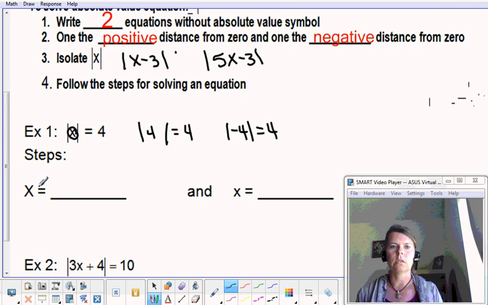So my 2 equations here are this x right here equals 4, because that's what I can put in place of the x, and it equals negative 4, because see right here, it's what I can put in place of the x. So we wrote our 2 equations, and notice following the steps for solving an equation requires you to get the x by itself. So notice the x is already by itself. We're done. That's the answer.